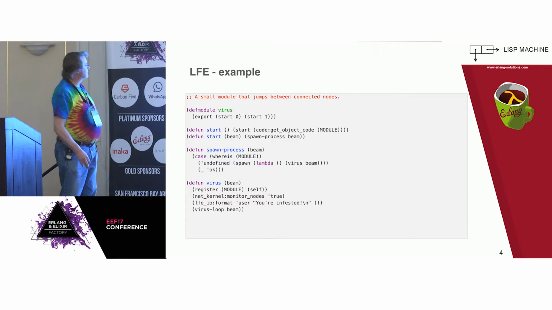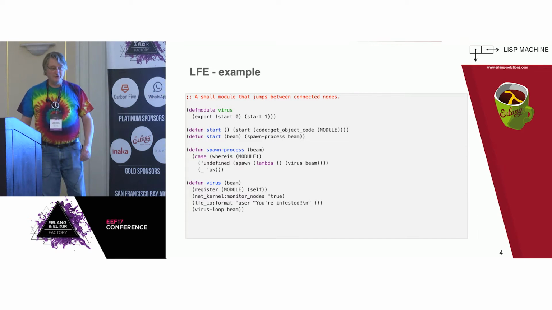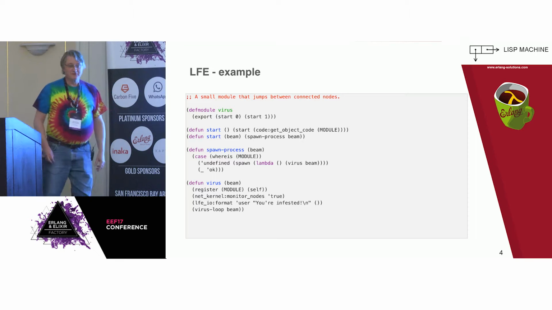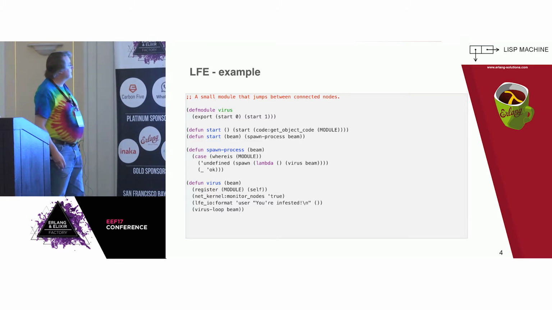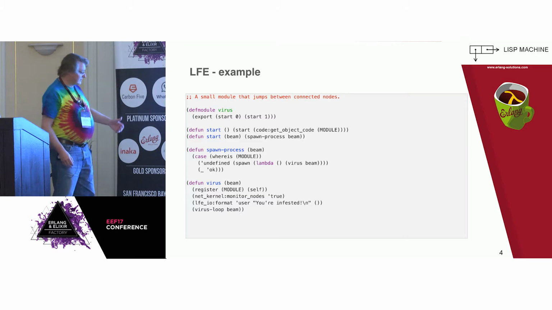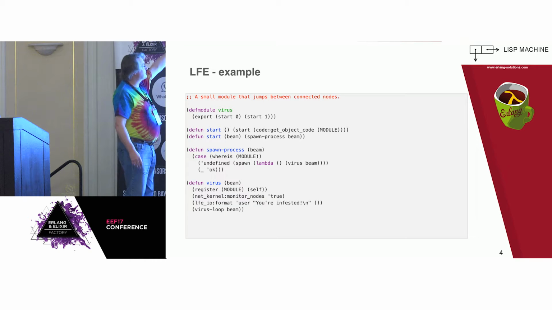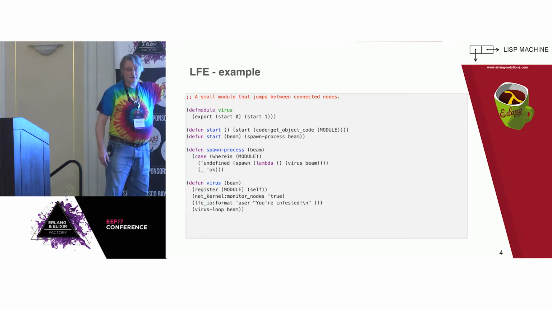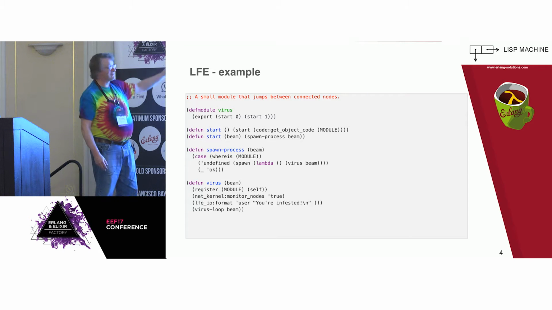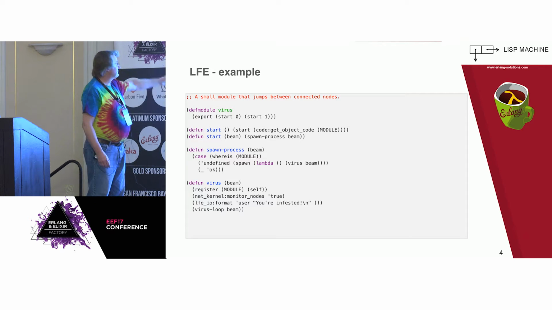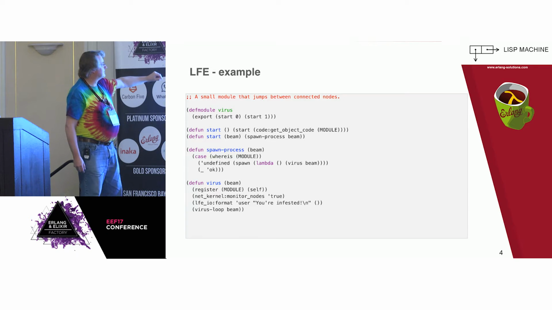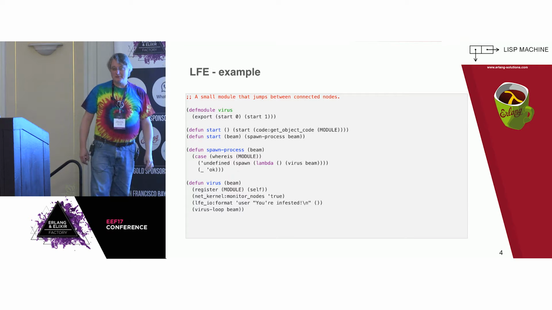Just a bit of example code. It looks very Lispy. This is actually real code, to be honest. It's not just made up for this one. Again, you can recognize a lot here. I'm defining a module, virus, here. I'm exporting two functions, start of 0 arguments and start of 1 argument. Then I'm defining the function start with no arguments and start with 1 argument.